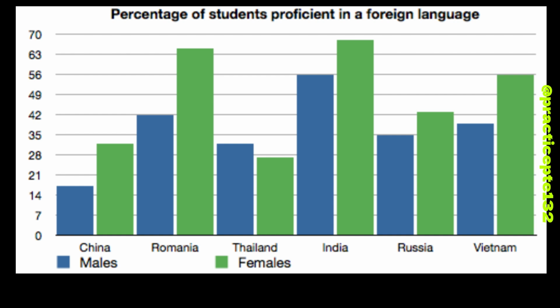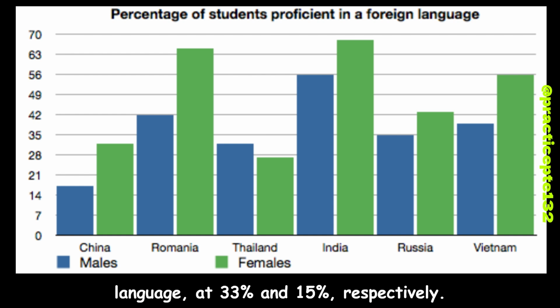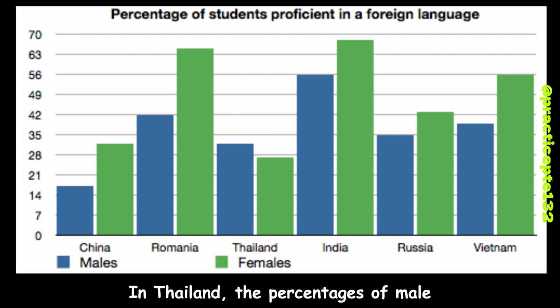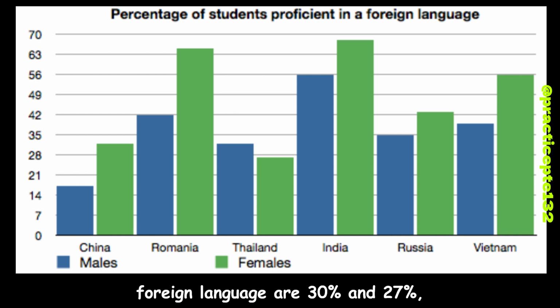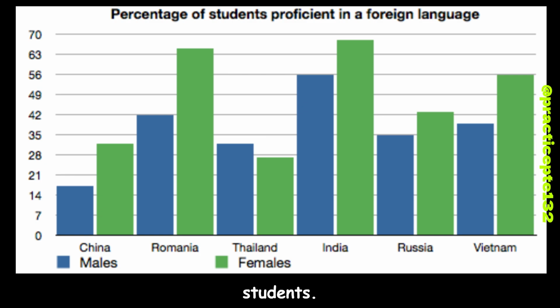respectively. In contrast, China has the lowest percentage of both female and male students proficient in a foreign language, at 33% and 15% respectively. In Thailand, the percentages of male and female students proficient in a foreign language are 30% and 27% respectively. To sum up, this graph tells about foreign language mastery in students.